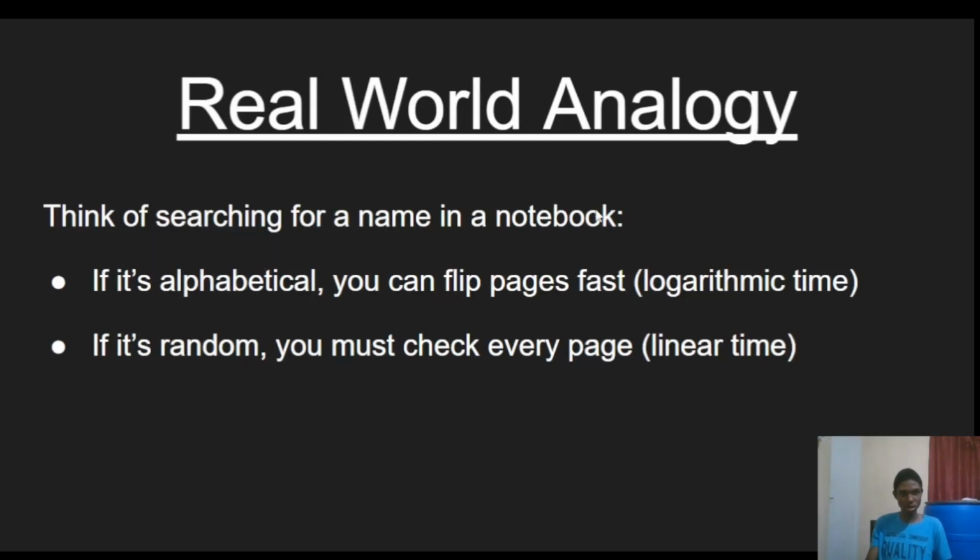And here's a real world analogy, guys. Let's say we want to search for a particular name within a notebook. First of all, if the names are in alphabetical order inside of the notebook, then we can literally flip the pages, which is known as logarithmic time. If it's random, you need to check every single page, which is known as linear time.